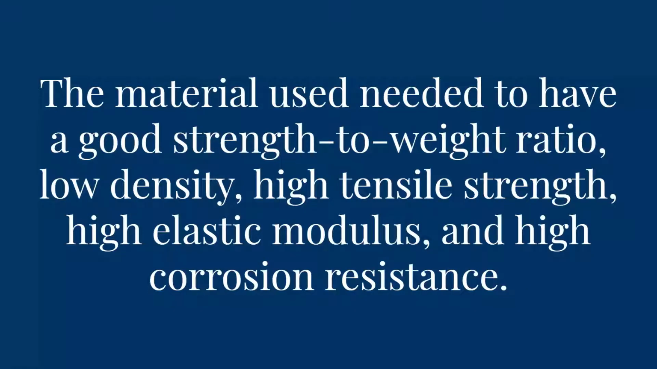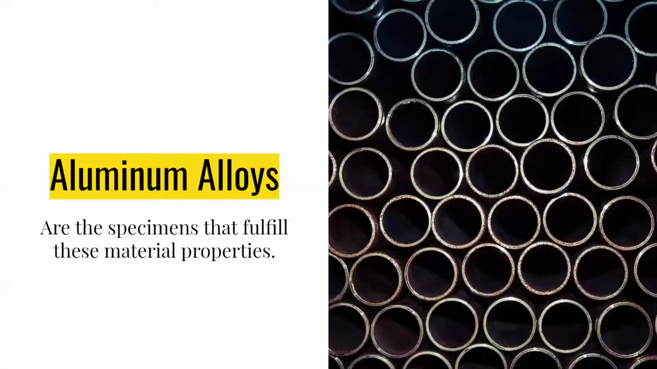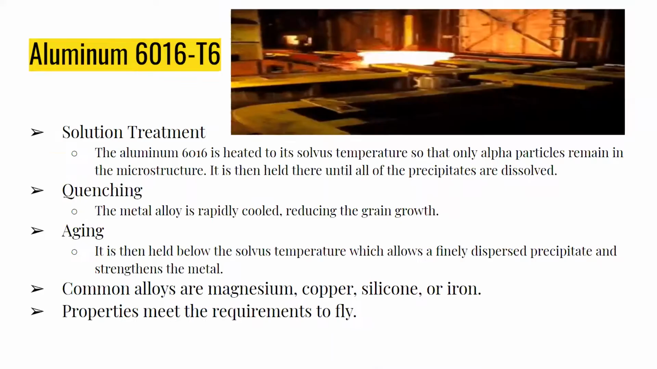The material used for airplane wings needed to have a good strength-to-weight ratio, a low density, a high tensile strength, a high elastic modulus, and a high corrosion resistance. But what material matches all these requirements? Aluminum alloys are the specimens that fulfill these material properties.